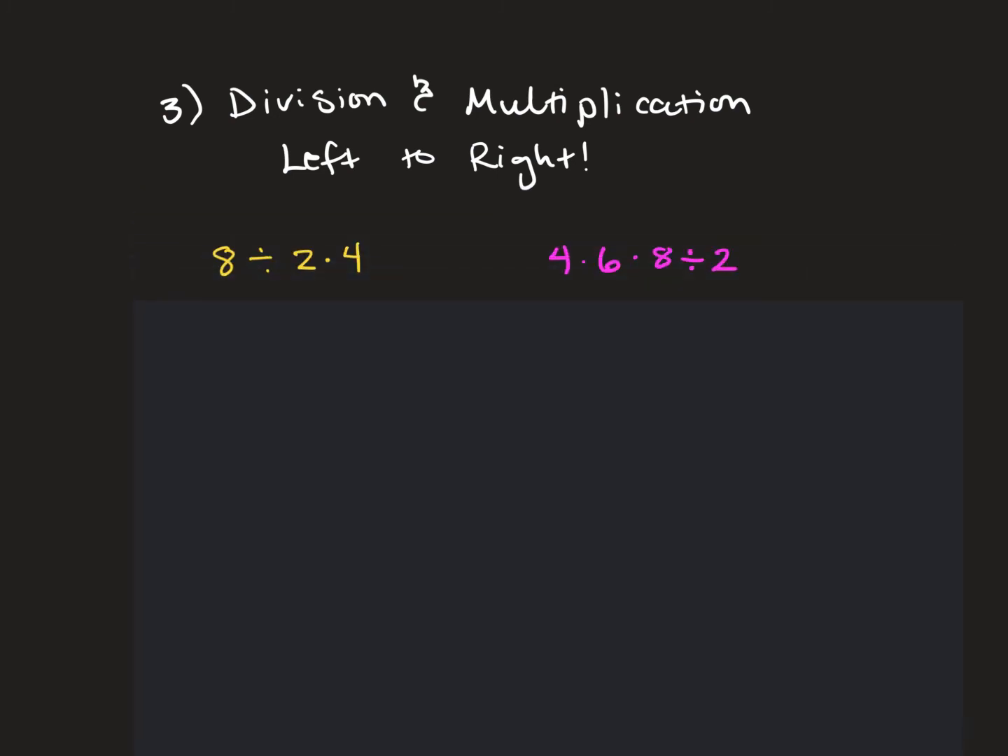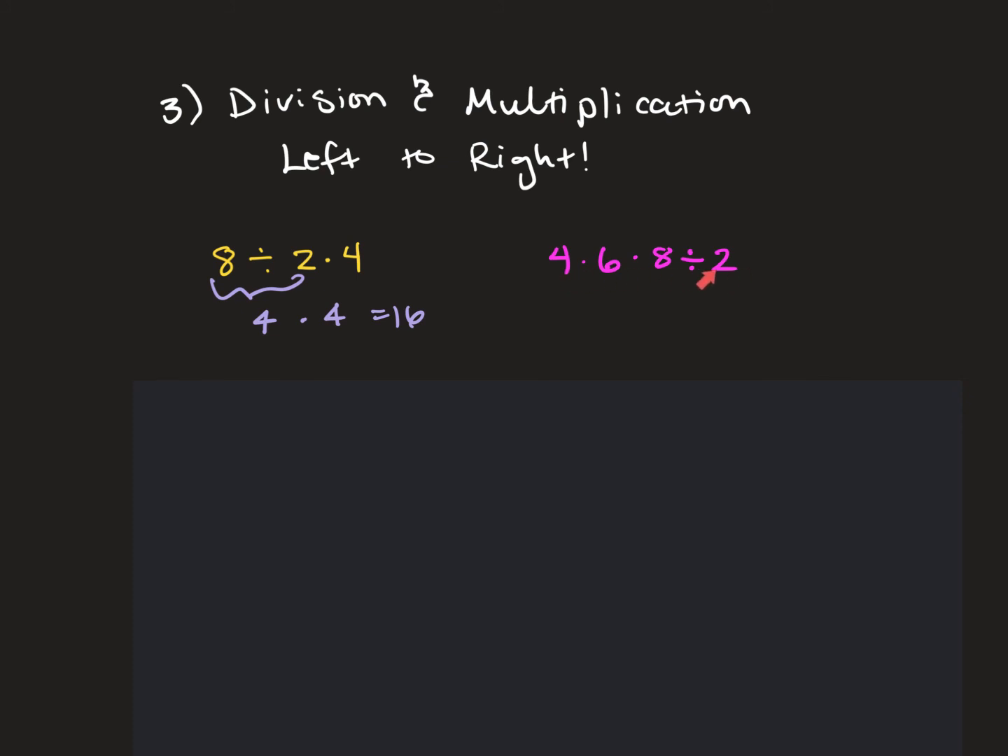So in this problem right here, you would do 8 divided by 2 first. So you would say, cool, this is equal to 4. And then times 4 is equal to 16. It would not be correct to do 2 times 4 first to get 8 because division happens left first.